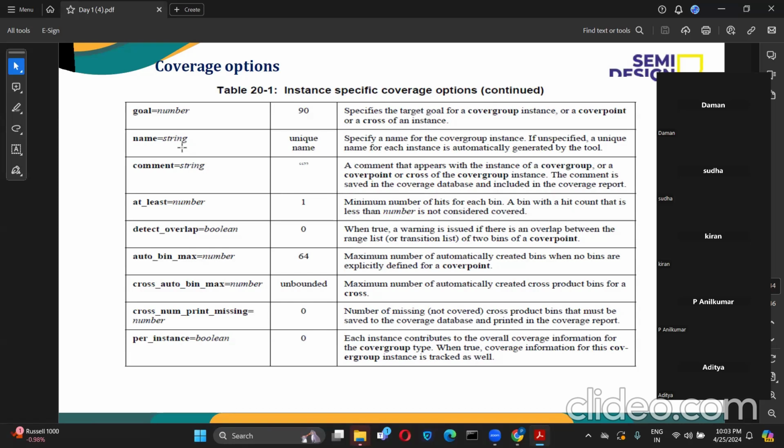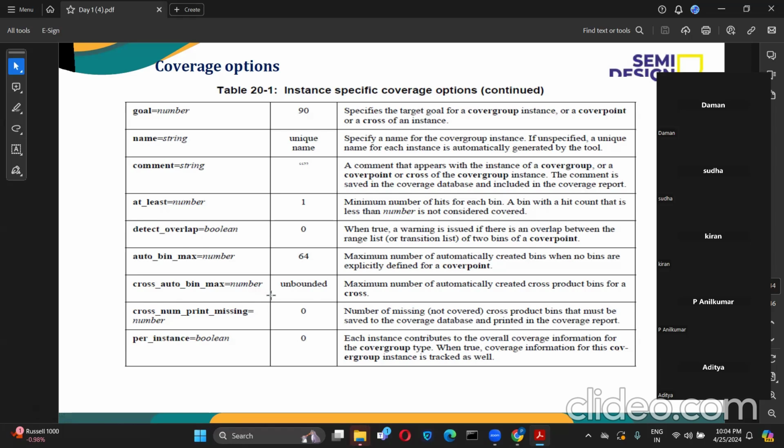You can self-read this if you want, but if time is there I will explain. Name is a string, which means you can specify a name for that particular covergroup instance, and you can give a comment also. For example, with option.comment you can put a string enclosed in double quotes and write something if you want to pass some information or message. Likewise you have different options. You can self-explore this, and if you still have any queries you can ask me.